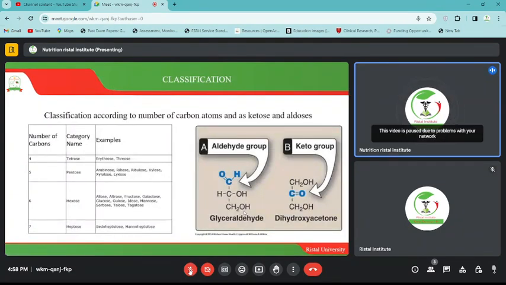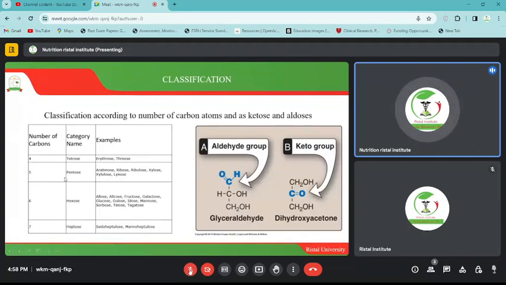So their classifications according to number of carbon atoms is right here on the left side of the screen. You see the number of carbon atoms. Those with 4 carbon atoms are called tetroses, and the examples are right here: erythrose and threose.